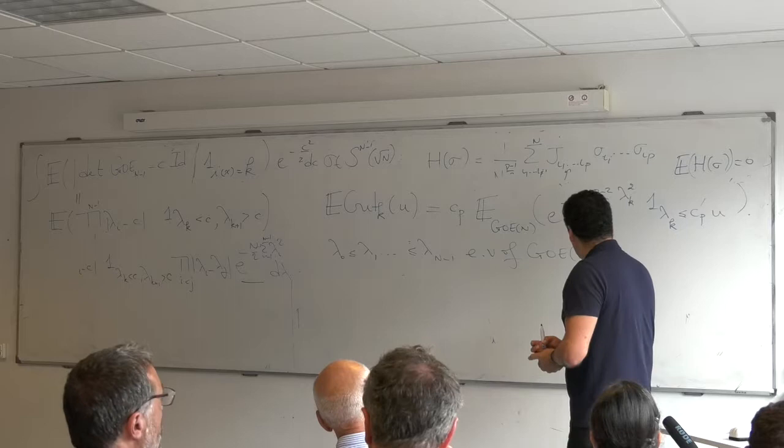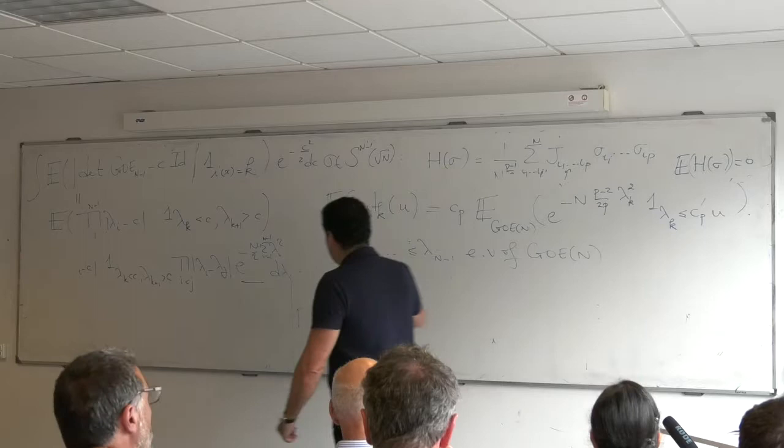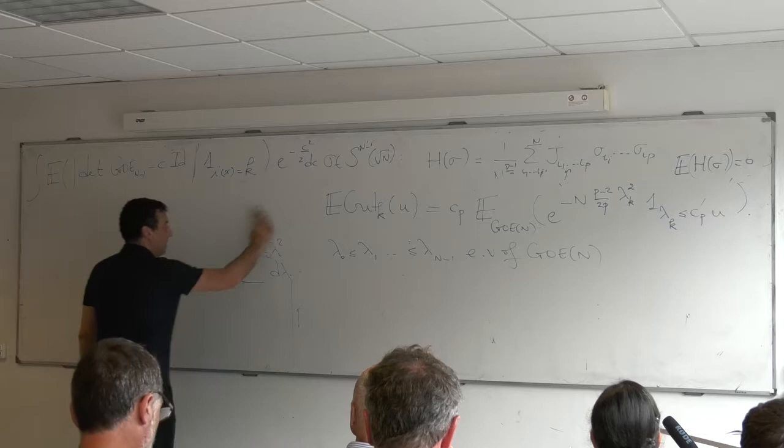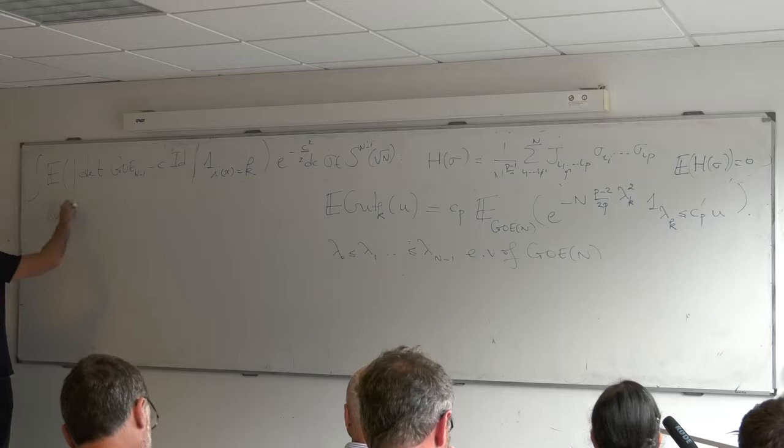So what does this tell you now? How can you, using this, compute the complexity? Remember, what we want to find is the limit of 1 over n log of this thing.